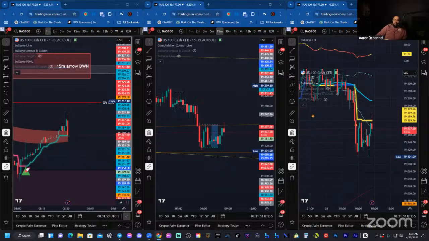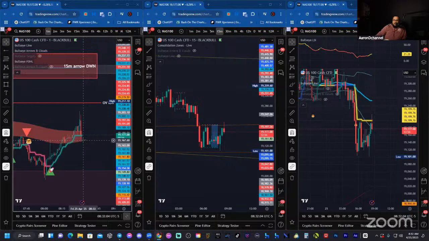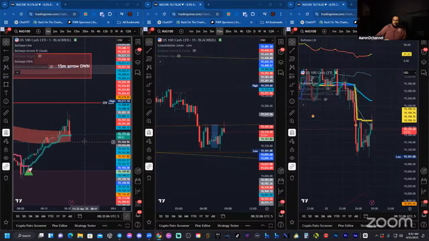Potentially just to retrace and bounce up. We'll see what happens. Still no reason to enter. Still no reason to sell or buy. If you were to take a sell here, let's say a red arrow shows up here, it's a breakout beneath the 1-minute range.